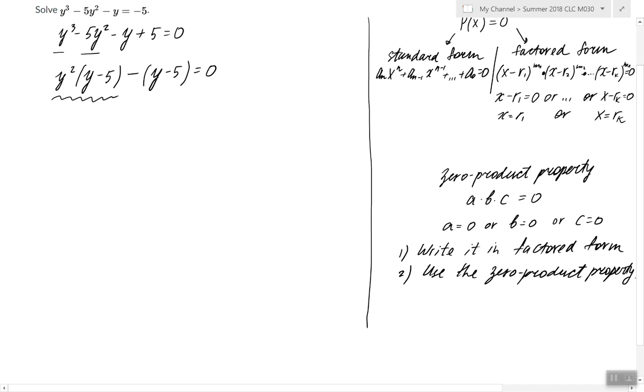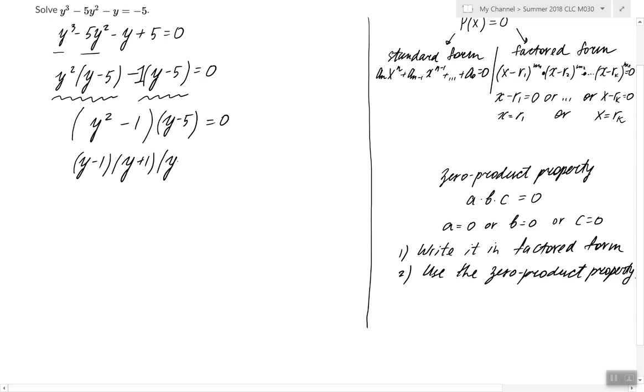Now we look at these two terms. What do they have in common? Well, they both have y minus 5, so we can factor that out. So after you factor out y minus 5, what's left is y squared minus 1. Where does 1 come from? 1 is the coefficient of this y minus 5. So we continue factoring. y squared minus 1 can be factored using the difference of squares formula into y minus 1 times y plus 1. And we just add y minus 5 to it and set it back to 0.